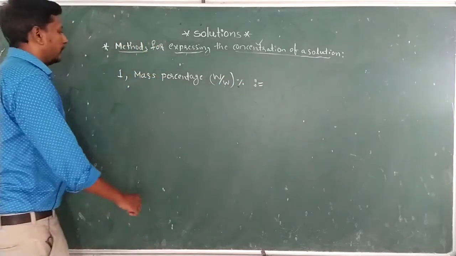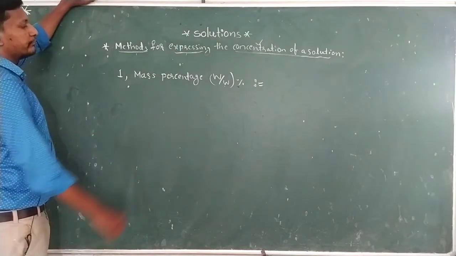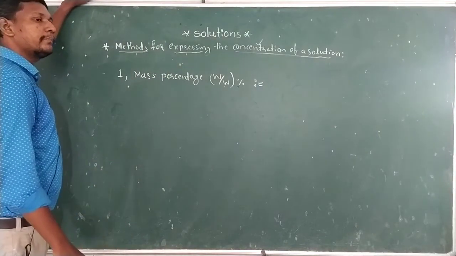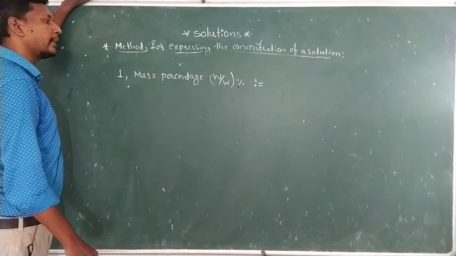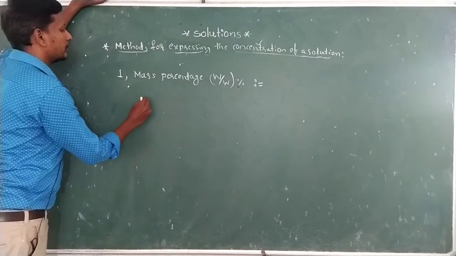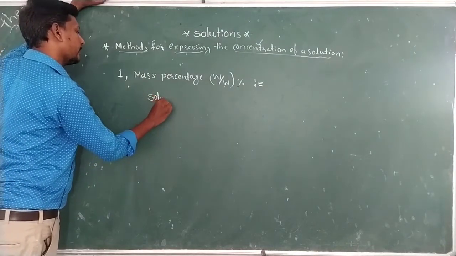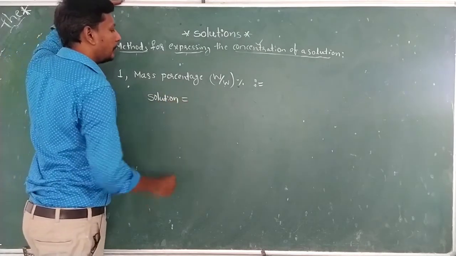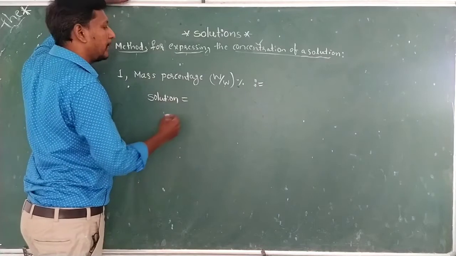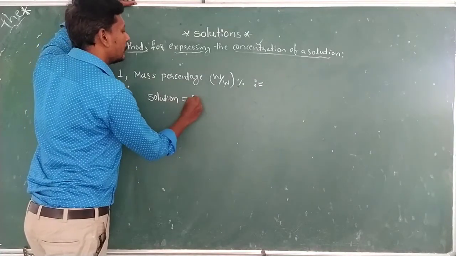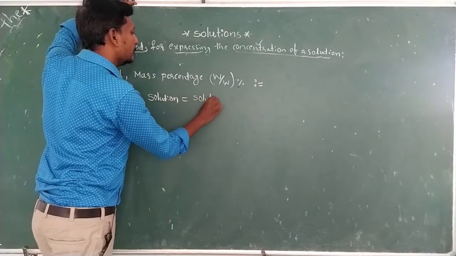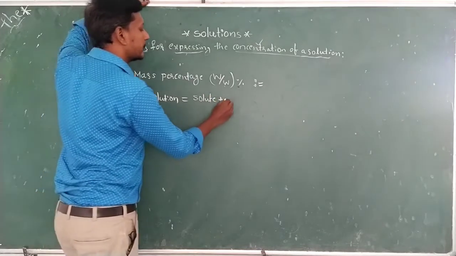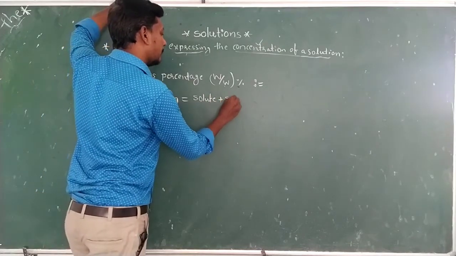Okay? Right, look here. We can calculate the mass percentage of the solute or the mass percentage of the solvent. Now I am taking one solution. Here, solution means it contains two components. Why? Because we are taking binary components. That's why one of the components is the solute and the second one is the solvent.